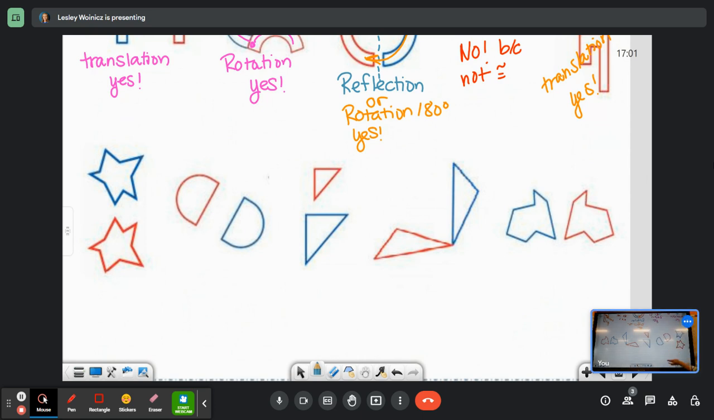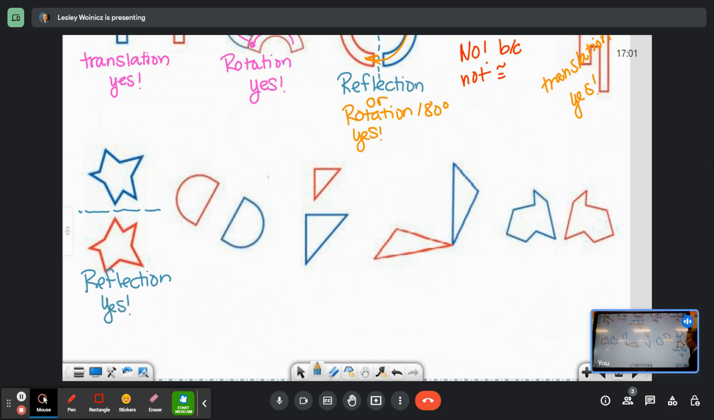Okay, this one's kind of a thinker. It was easier to see when it was sideways, but I rotated it. It makes it a little harder. This is actually a reflection in a horizontal line of symmetry. So this is a reflection, and it is an isometry because those figures are congruent.